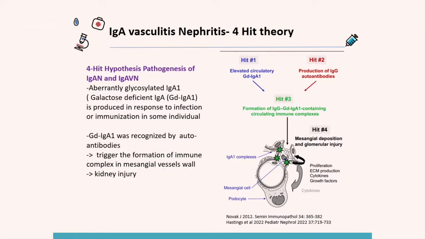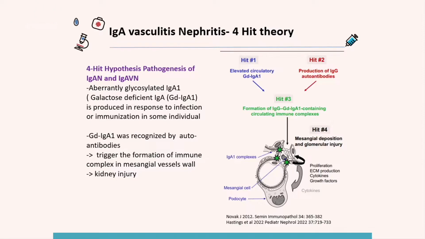Now, when we're talking about glomerulonephritis, it would be very interesting to understand more about the pathogenesis, and I can tell you this is not simple. A lot of speculation and discussion has taken place. We now believe that IgA nephropathy and IgAV nephropathy share a lot of common pathogenesis.